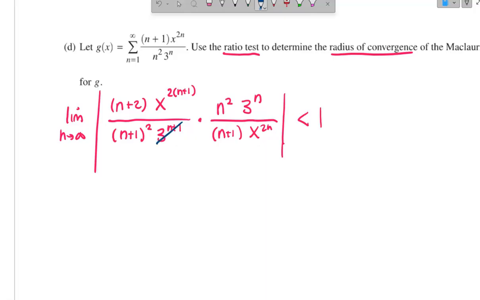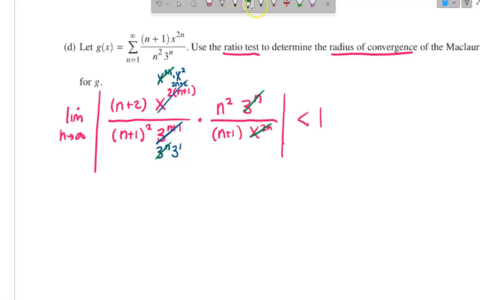So I am going to just simply write this as 3 to the n times 3 to the first. And now this, we got to be careful. This is really 2n plus 2. So actually this is x to the 2n times x squared. So when we have all that stuff now, here's some things that are going to cancel. 3 to the n's are going to cancel, and then our x to the 2n's are going to cancel. And so what are we left with?